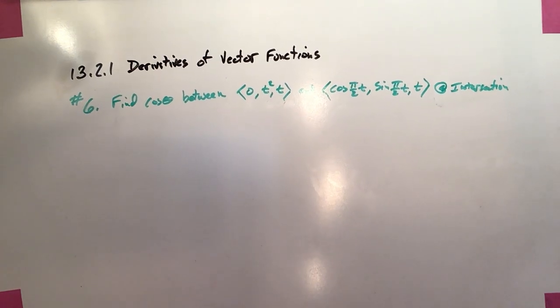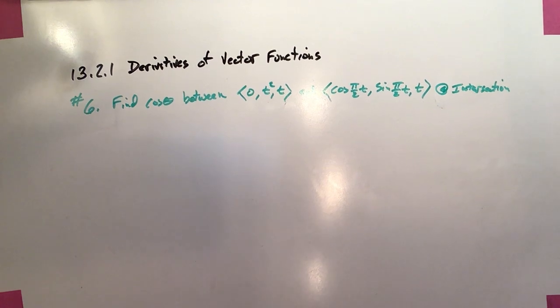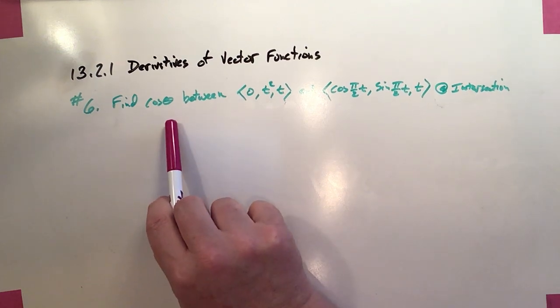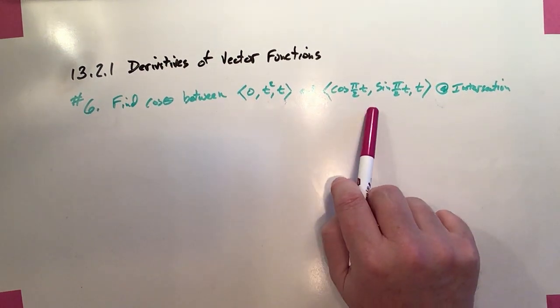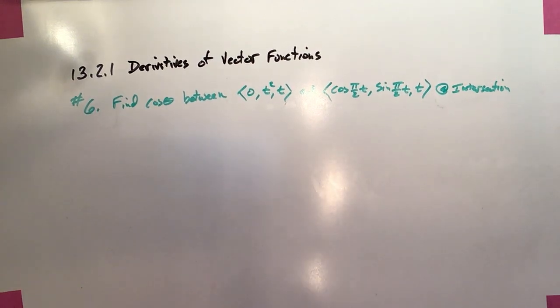Okay, section 13.2, the first half, it's on the derivatives of vector functions. And this is sample problem number 6, actually quite a complicated problem. It involves finding the cosine of the angle between these two curves where they intersect. So our first goal is going to be to find their intersection.